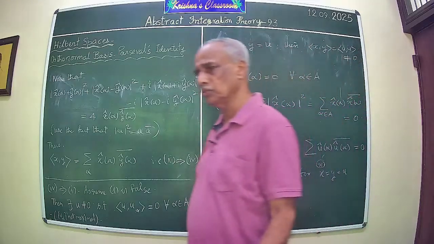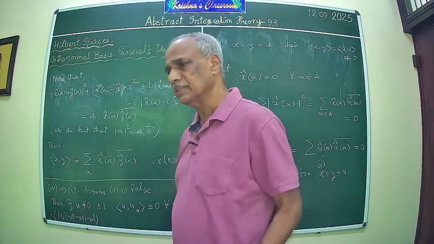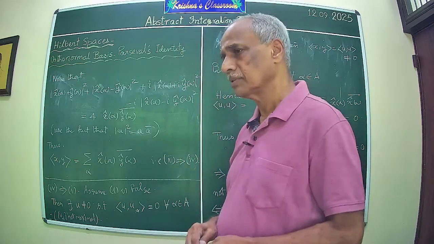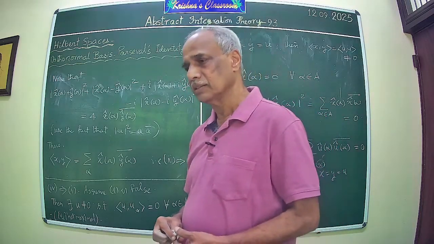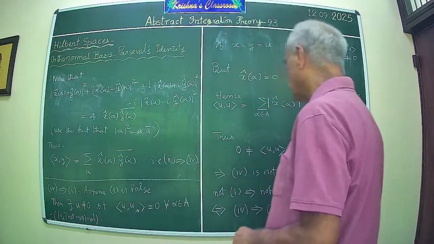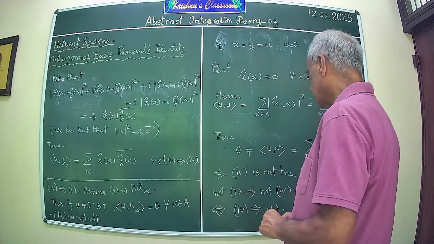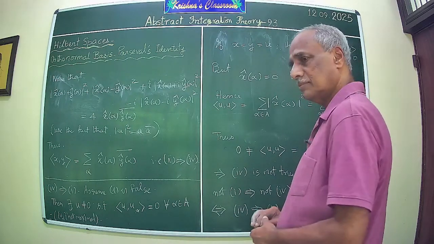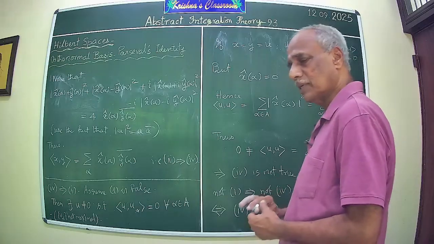So we have completed the cycle: 1 implies 2, 2 implies 3, 3 implies 4, and 4 implies 1. So that completes the proof of the theorem.